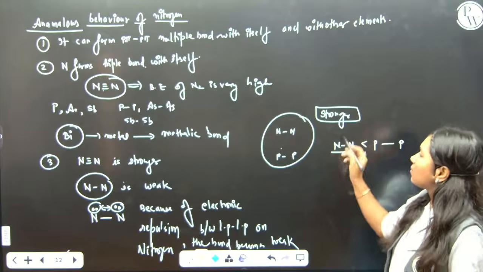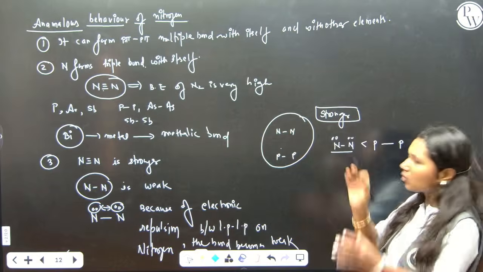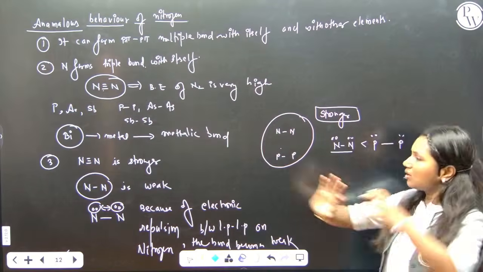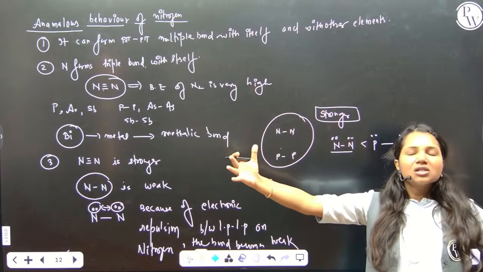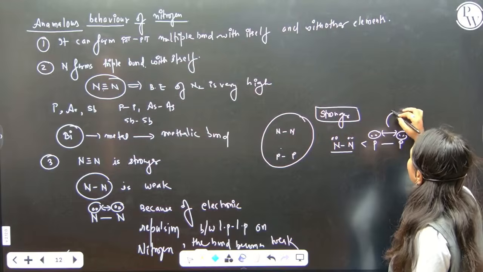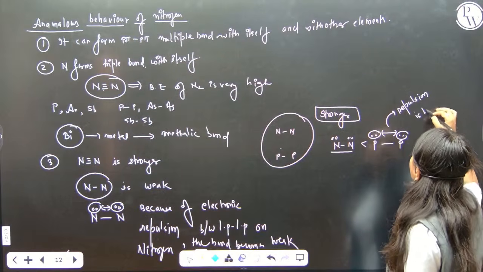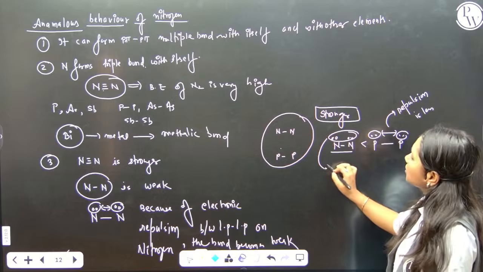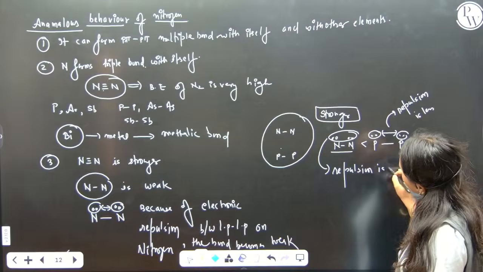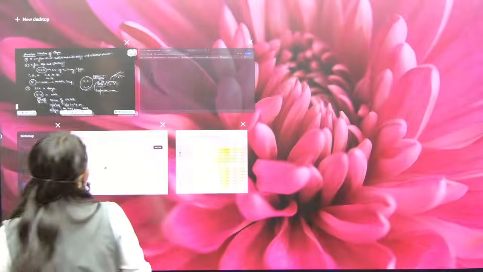What is the reason? Because N is small in size, the lone pairs are very close to each other, and P's size is large. So this electronic repulsion is less in P. Here in N the repulsion is more. Okay, fine. So better you remember this.